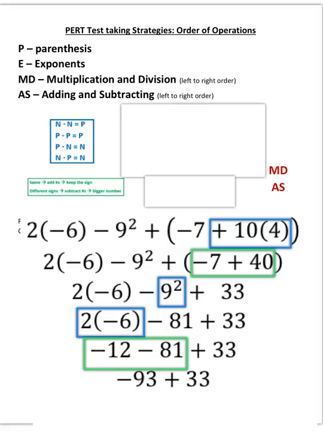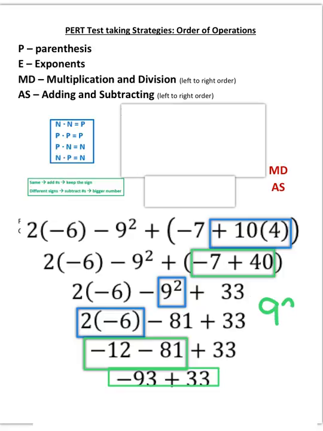Now I have another negative 93 plus 33. So I have an addition sign. He tells me to follow my green rules. So I'm going to box a green box around those numbers. And when I do that, it reminds me to follow the green rules. Ask yourself, do I have the same sign or do I have different signs? I have different signs. One is negative and one is positive. Therefore, I'm going to subtract the numbers.